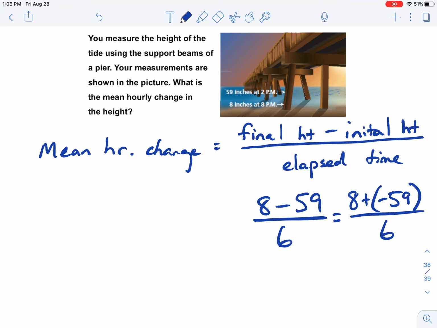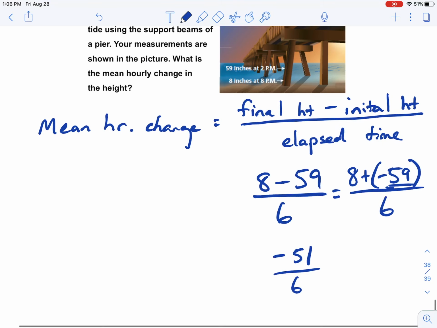So now, to do 8 plus negative 59 in my head, the way I do it is I look at the bigger number in this problem, which is 59. That is a negative number. They have different signs, so I'm going to find the difference between them. And 59 minus 8 is 51. So 8 plus negative 59 is negative 51. And again, I'm going to put that all over 6.